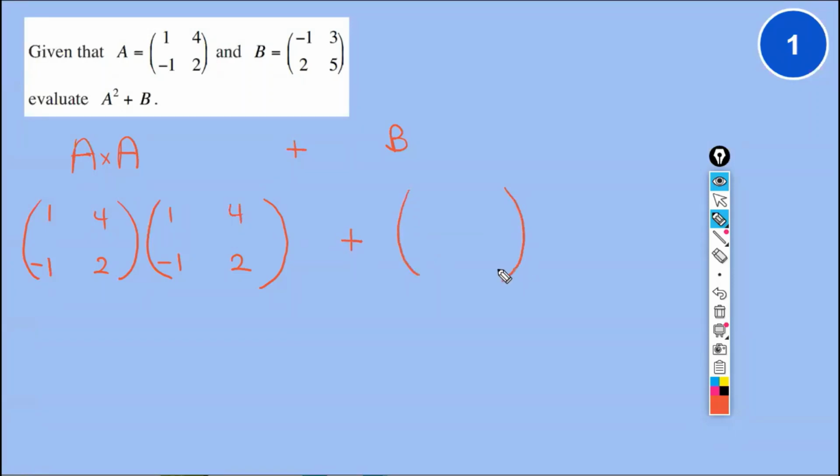So for those who did it wrong, you realize the question is not a short question. What you're supposed to do first is work out A multiplied by A. When you multiply A by A, you're going to get 4 answers. Then take those 4 answers and add them to B. The addition part is easy. Okay, so good luck.